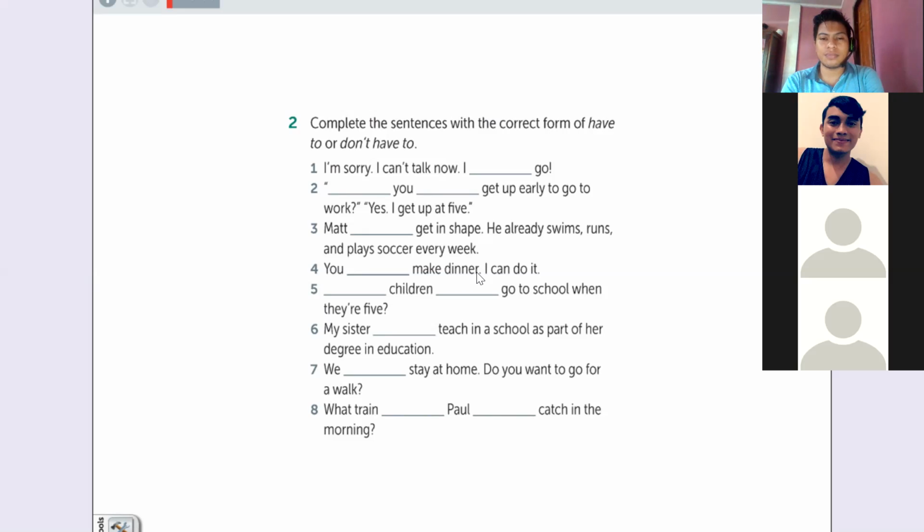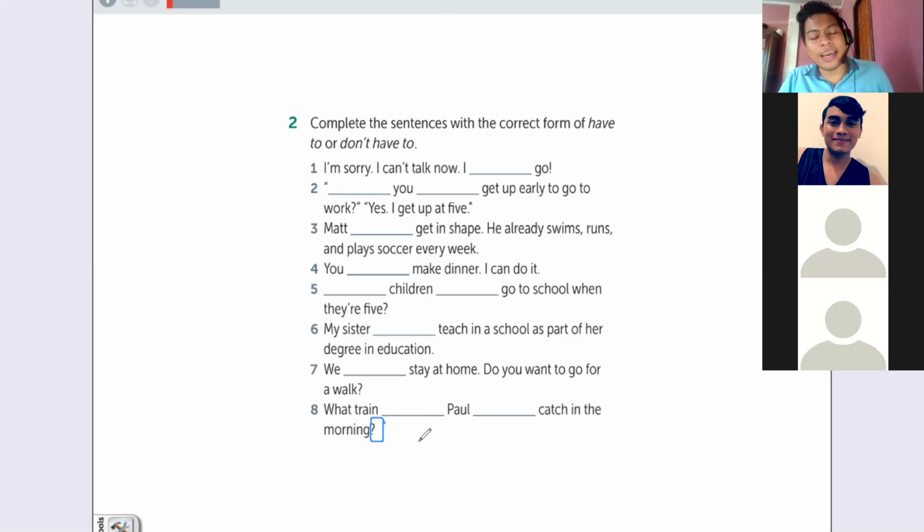What train don't... no, have to, perdón. Creo que así entendí la verdad. What train does Paul have to catch in the morning? Exactly, Angelo. Why is it "does"? Because in here, what kind of sentence is this? Negative, affirmative, or interrogative? It is interrogative. Exactly.